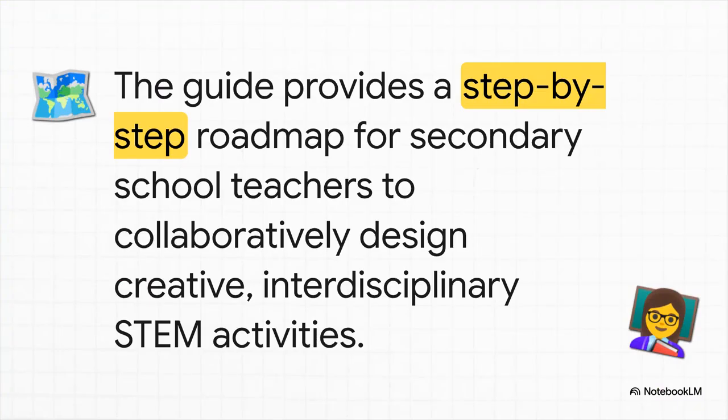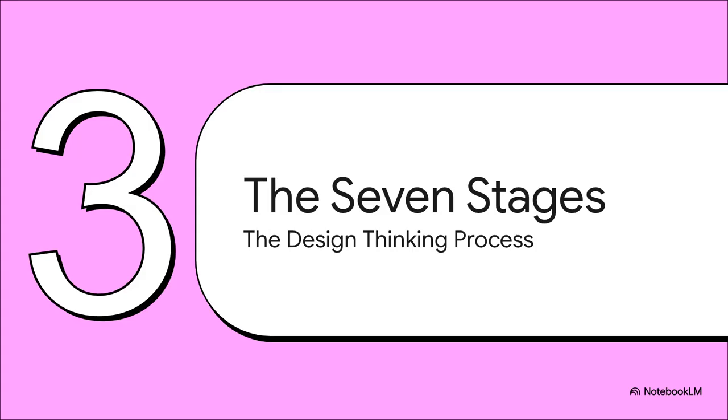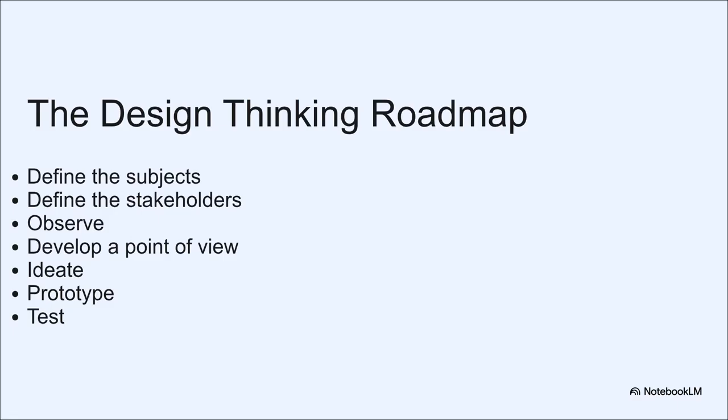At its heart, this guide is a step-by-step roadmap that's all built around the design thinking method. It's made to help teachers work together to create those awesome interdisciplinary STEM activities that we've been talking about. So the big question is, how does this actually work? Well, the whole process is broken down into 7 key stages. And the really important thing to remember here is that this isn't some rigid, step-by-step list you have to follow perfectly. It's more of a flexible cycle. These 7 stages are your roadmap. They're designed to take you from a little spark of an idea all the way to a fully tested activity in your classroom. All right, let's jump in and look at the first one.